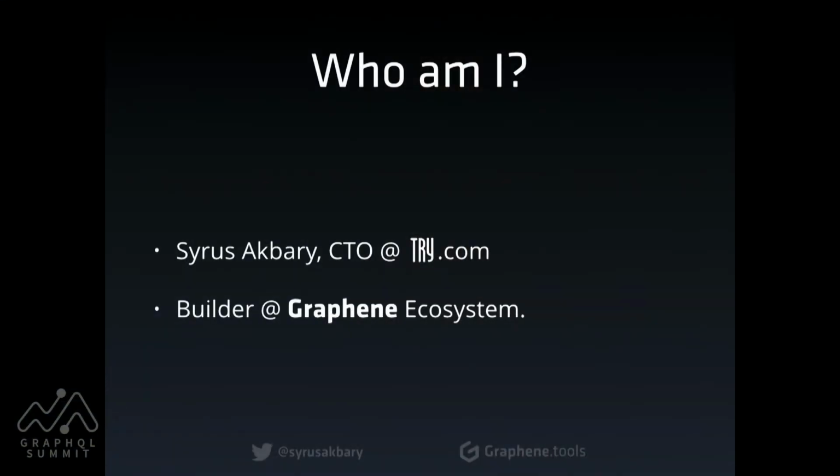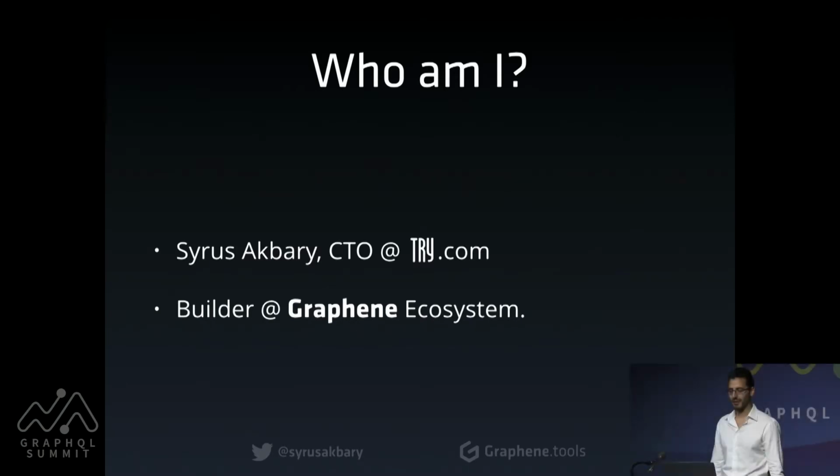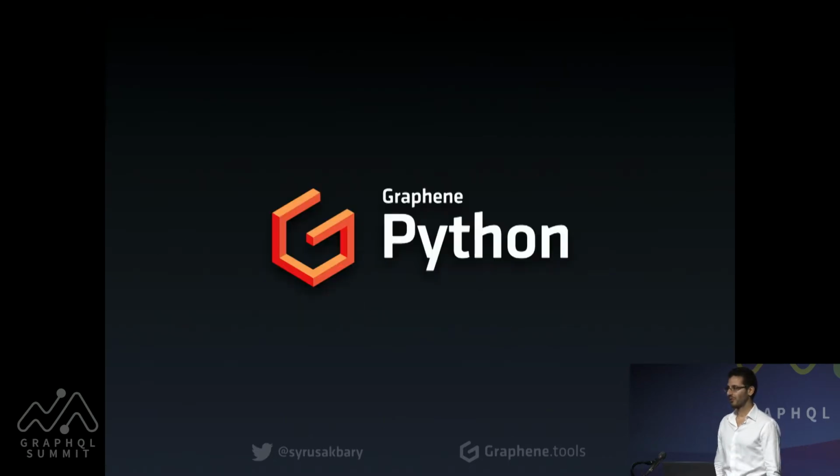So let's start with who am I? I'm Syrus Akbary. I'm currently CTO at try.com. But mainly, probably most of you know me because I'm the builder and main contributor of Graphene Python and the Graphene ecosystem. So let's start with Graphene Python.